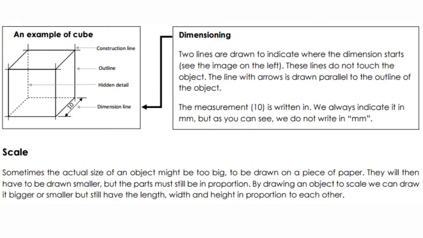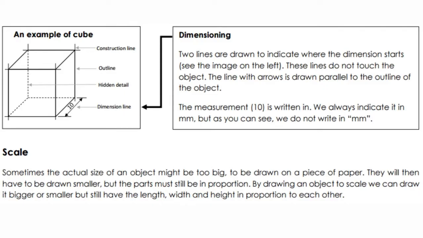An example of cube dimensioning. Two lines are drawn to indicate where the dimension starts. See the image on the left. These lines do not touch the object. The line with arrows is drawn parallel to the outline of the object. The measurement, 10, is written in. We always indicate it in mm, but as you can see, we do not write in mm.